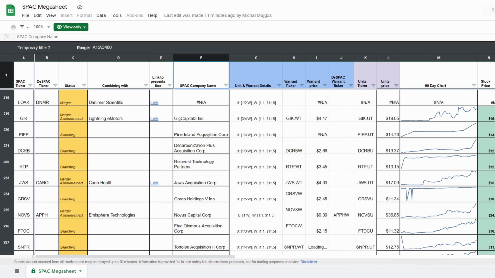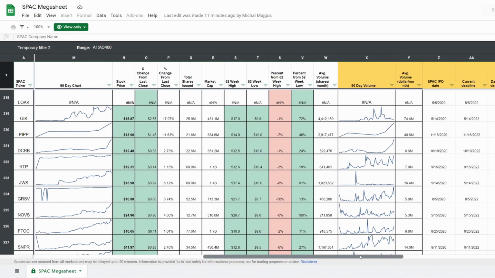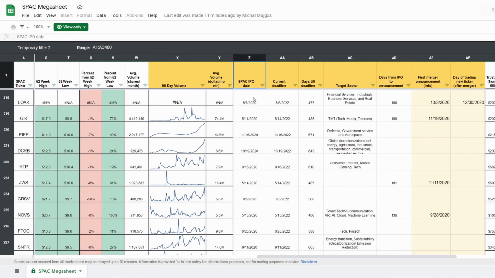So before the SPAC actually finds someone to merge with, there is some data which you want to keep eyes on. The first, I would say, is the SPAC IPO date. This is the date when the SPAC announced that it is searching for some company. So basically, this is the date when the SPAC filed S1 filings and announced to the world that they are going to be searching for some target.